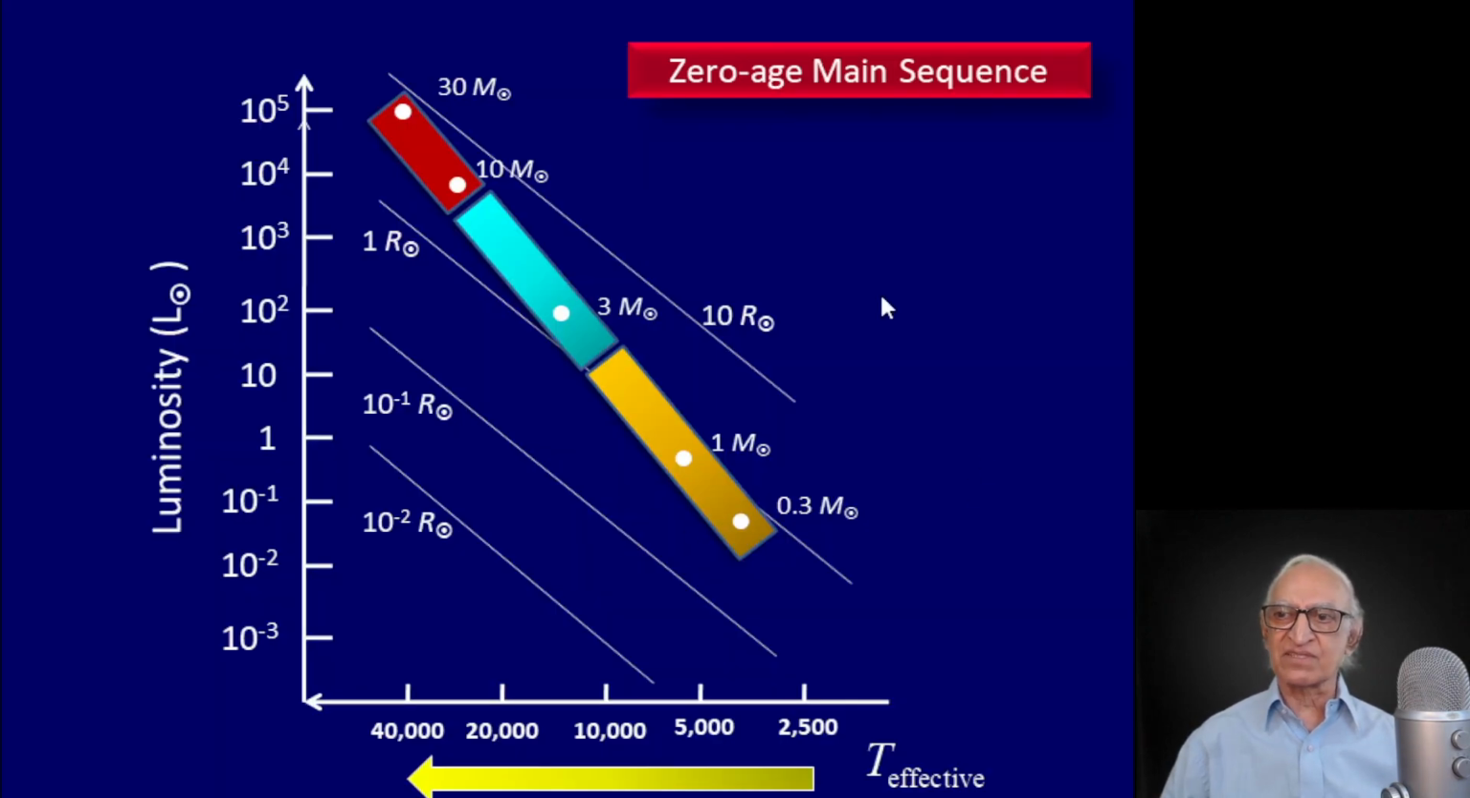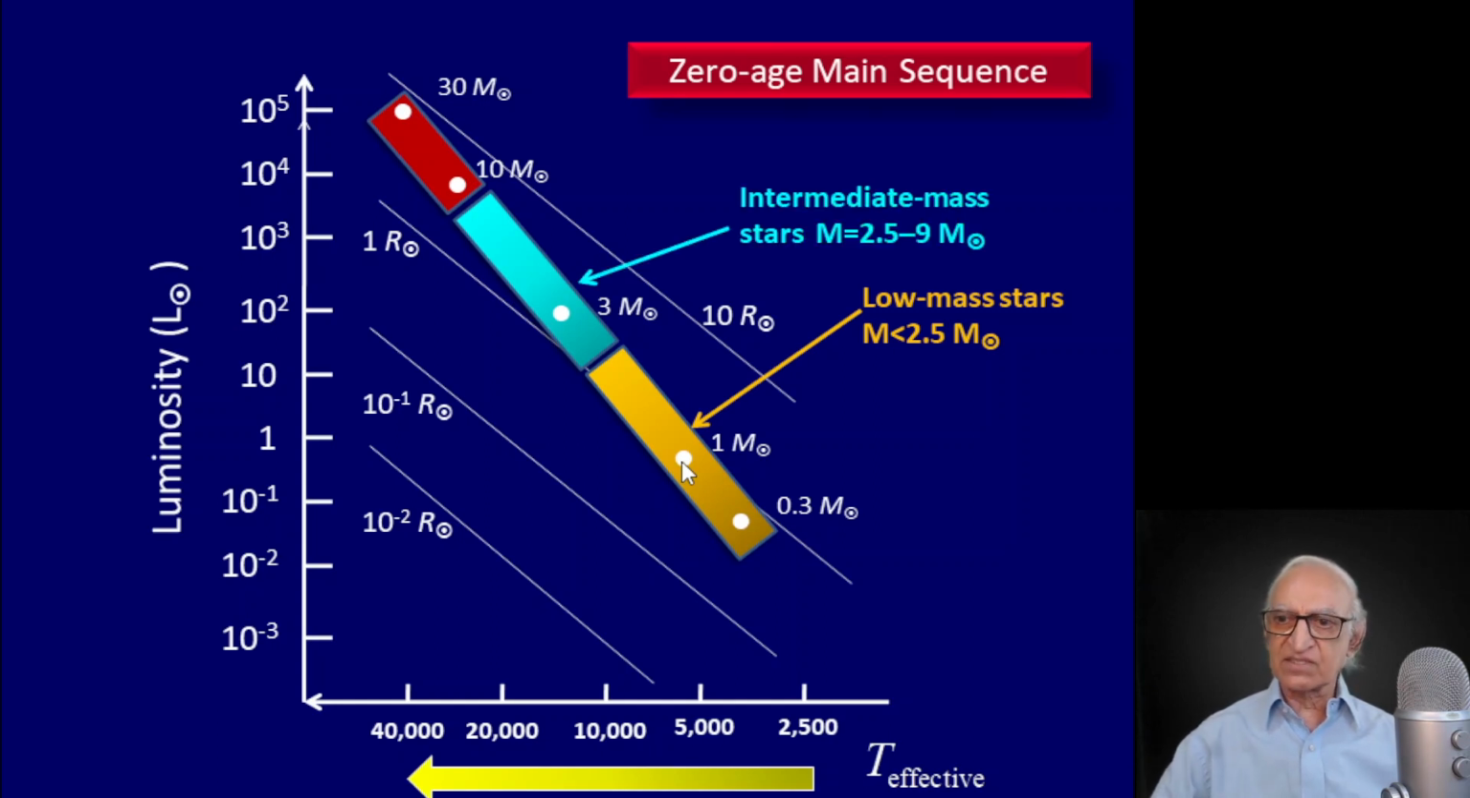Now here is my version of the zero-age main sequence. Luminosity of the star increasing vertically, and the surface temperature of the star increasing as I go from right to left. The low-mass stars are in the bottom right-hand side over here. Solar mass stars are over there where the cursor is at the moment. These are the intermediate mass stars with masses between 2 and roughly 9 or 10 solar masses, and these are the massive stars. Today's lecture we shall be concerned with the evolution of low-mass stars.